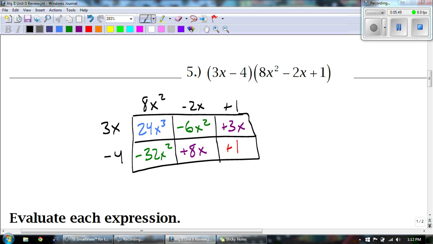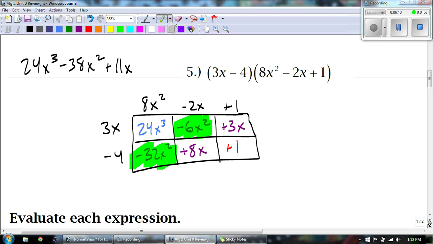Okay, so when I start combining like terms, my highest exponent is the 24x cubed. Okay, then I can combine the negative 6x squared and the negative 32x squared to get negative 38x squared. Then purple, we have plus 11x, okay, right here. And then finally, plus 1. Okay, so remember, when we're multiplying, we multiply the numbers and we add the exponents.